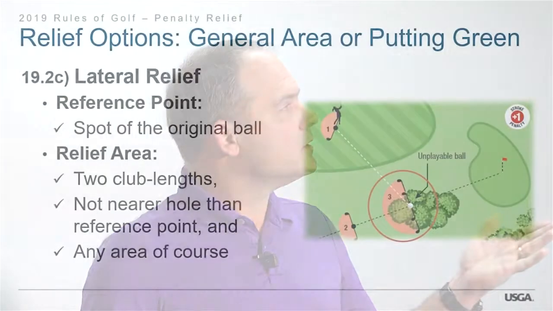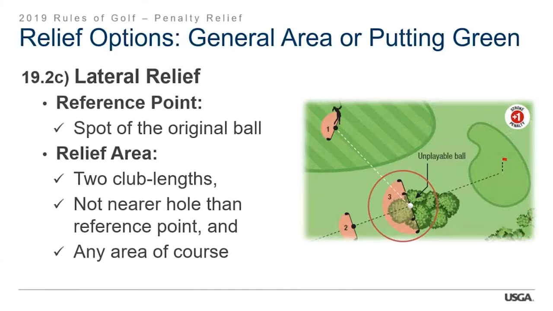Okay? So for lateral relief, we have kind of the same situations as far as the procedures and limitations. The reference point is still the spot of the original ball, but there is no relief line or reference line now for this procedure. We just have the original ball there. So the relief area is still 2 club lengths that we talked about. It is no nearer the hole than the reference point, and again, can be any area of the golf course.